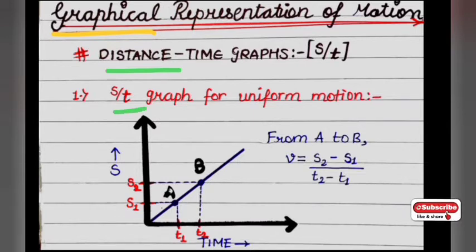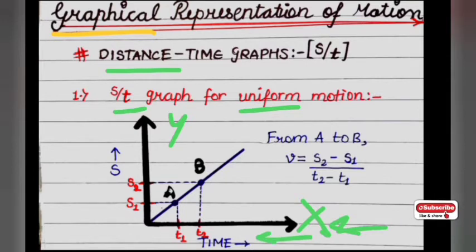S is the distance and T is the time, for the uniform motion. What is uniform motion? We call it uniform motion if the velocity is constant and we are not changing the velocity again and again. Now here, as you can see, this graph has the x-axis and the y-axis. The x-axis is for the time and the y-axis is for the distance.